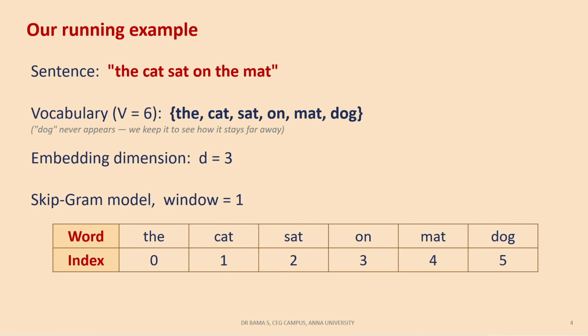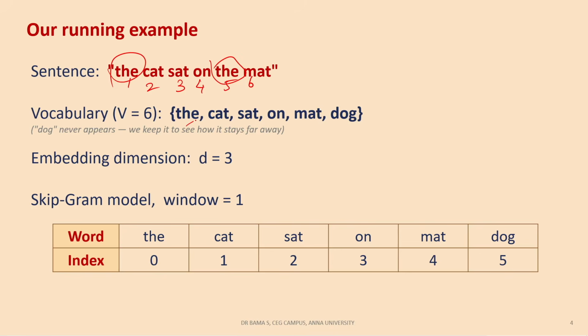Let us take an example. This is the example that we take: the cat sat on the mat. Similar to before, if you see the vocabulary, this is 1, 2, 3, 4, 5, there are 6 words, but the is repeated. If you see, the is repeated, and we will take one more.